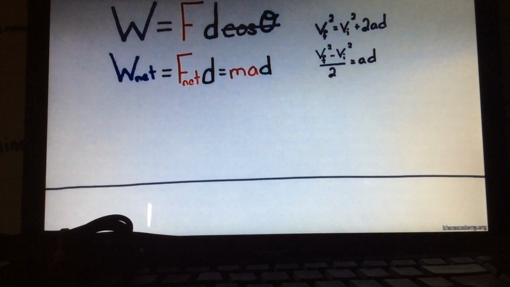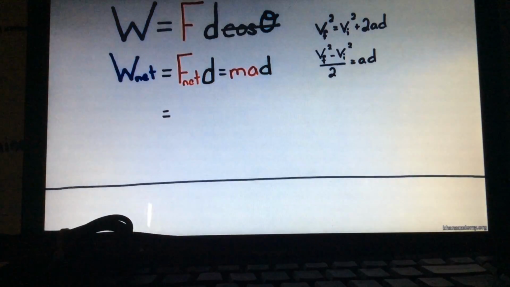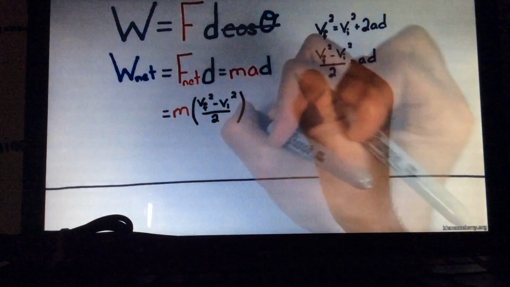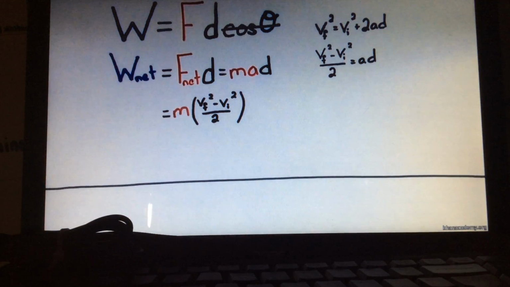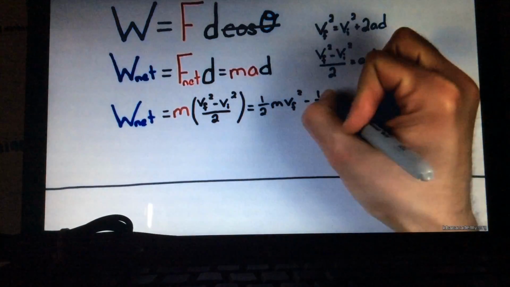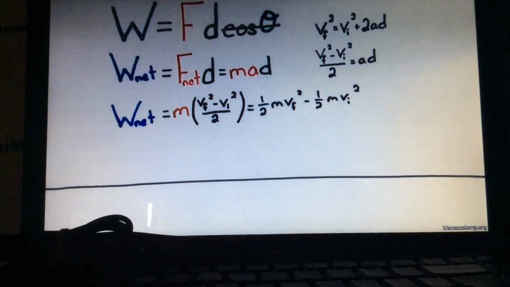Since this is what A times D equals, I can replace the A times D in my net work formula, and I find that the net work is equal to the mass times the quantity V final squared minus V initial squared divided by 2. If I multiply the terms in this expression, I get that the net work is equal to 1/2 mass times the final velocity squared minus 1/2 mass times the initial velocity squared.